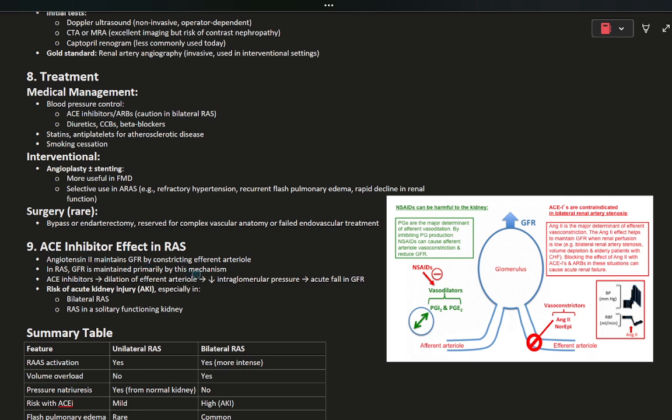And so, dilation of efferent arteriole is going to lead to decreased intraglomerular pressure, which is then going to lead to acute fall in glomerular filtration rate. This can increase the risk of acute kidney injury, especially in cases involving bilateral renal artery stenosis or renal artery stenosis in a solitary functioning kidney.